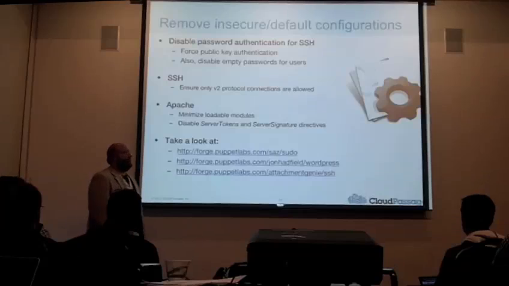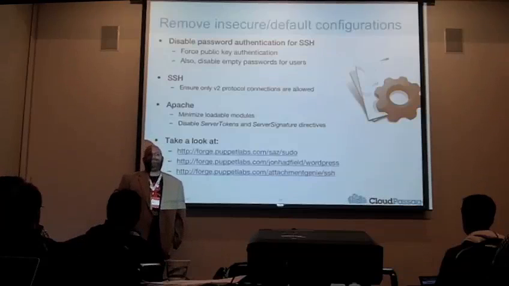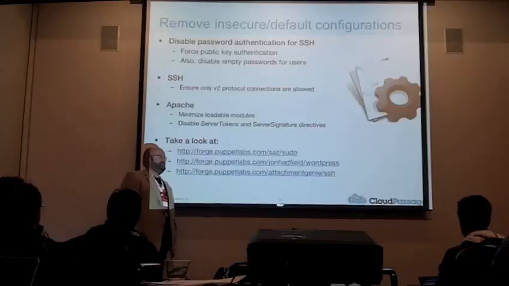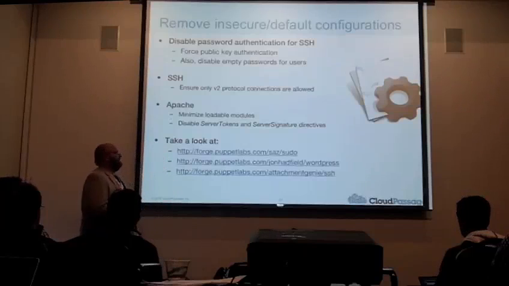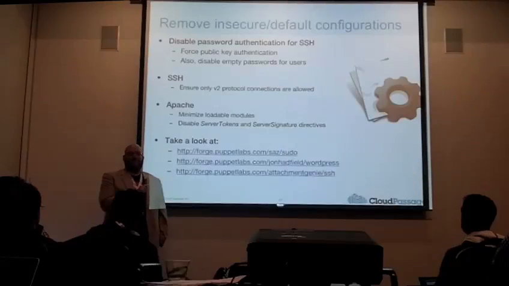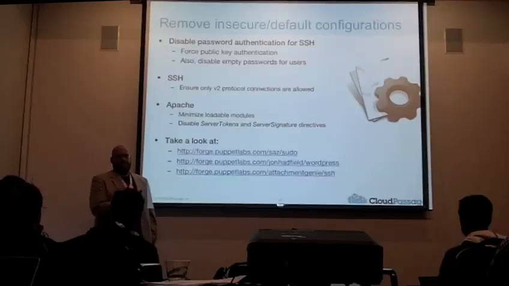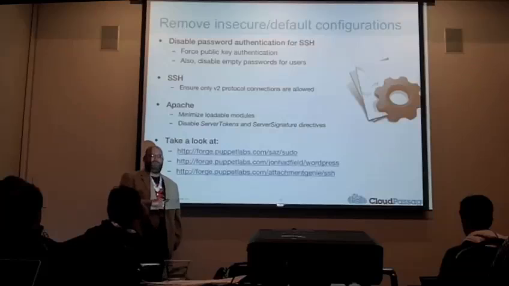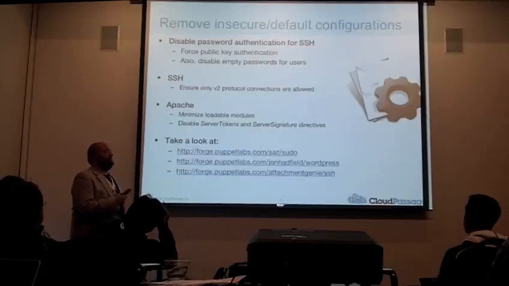Apache, minimize loadable modules. Do we need to load everything just in case someday we might need it? No. We want to reduce the attack surface area, so we're only going to load those things that we need. Server tokens and server signature directives. Does anyone not disable these on their web servers if they're using Apache? Because using this, someone can easily tell what version of Apache you're using. They can take that, in hand with Metasploit or even the National Vulnerability Database, and find out what vulnerabilities are present in that particular version. So very simple, something you want to disable.